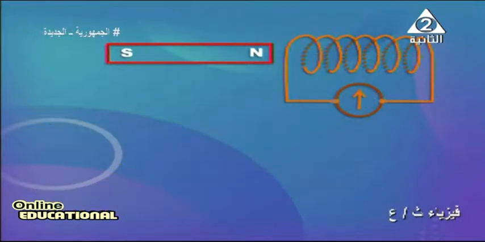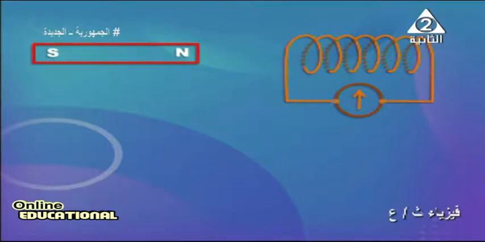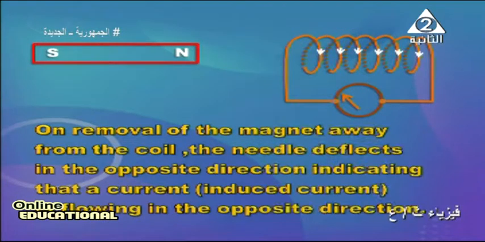Your attention now. The same magnet and solenoid, but now we'll move the magnet away from the coil. What will happen? On removal of the magnet away from the coil, the needle deflects also, but in the opposite direction. Deflects means we've got electromotive force and a current flows. In the opposite direction means that the current reverses its direction.